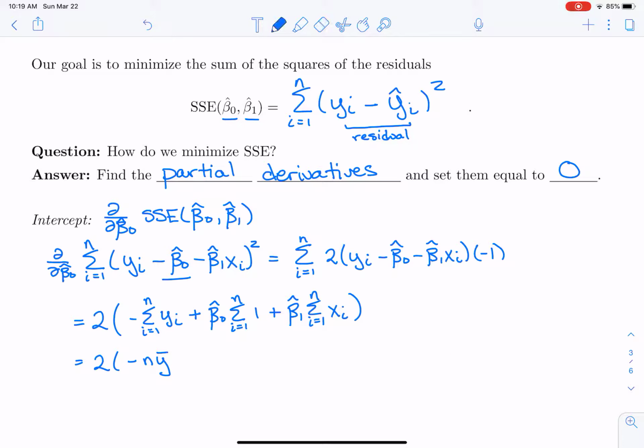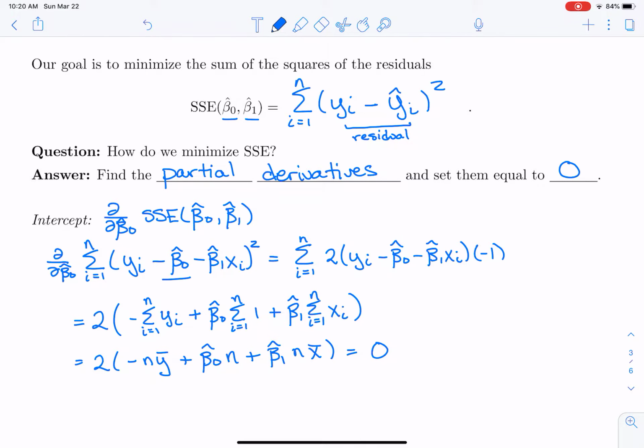I'm going to do something similar later, but for beta 0, I'm going to sum from i equals 1 to n of 1. Of course, if you sum 1 n times, you'll get n. And then finally, beta 1 hat times the sum of the x sub i's, well, that's going to be n times x bar. I'm going to set that whole thing equal to 0 because I want to find where that derivative is equal to 0.